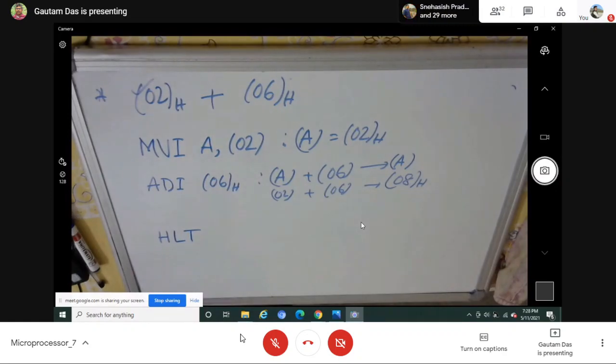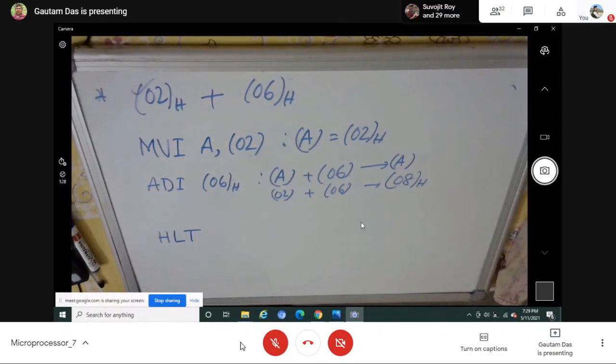Now if I ask you what will be the result of this addition, to know the result of this addition, where will you get it? From where can I get the addition result? Accumulator. That means you have to check the accumulator content, the accumulator register. There you will find the result.